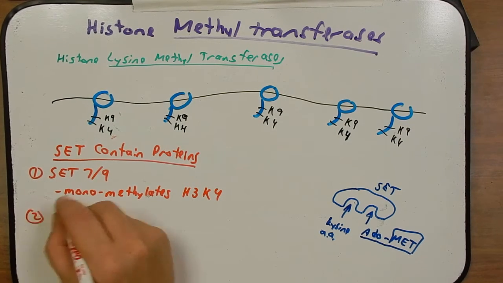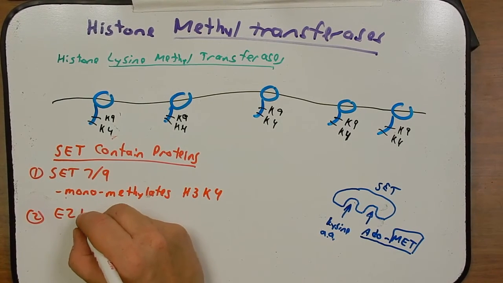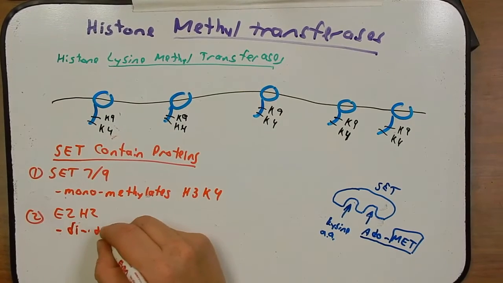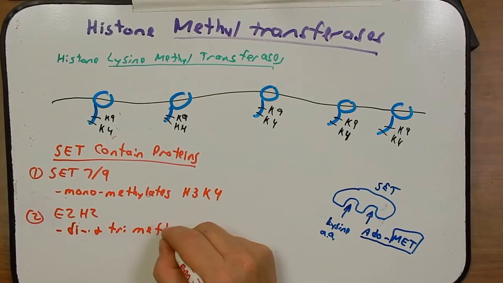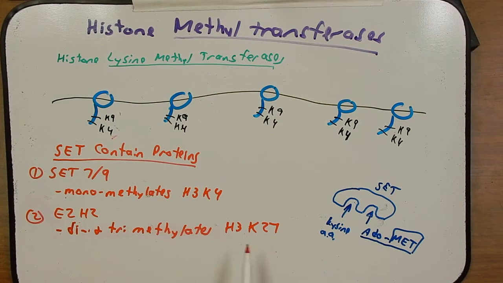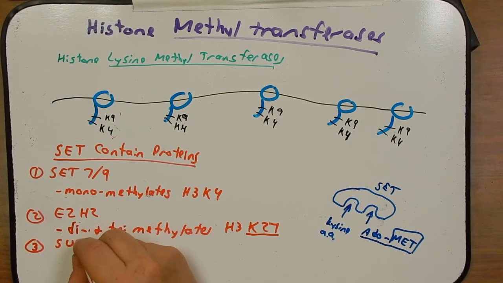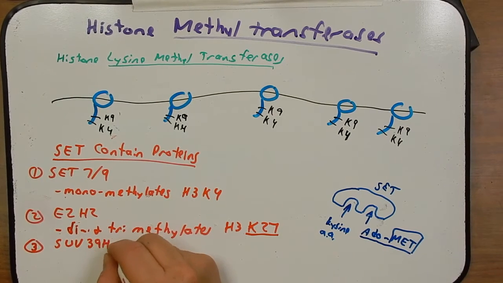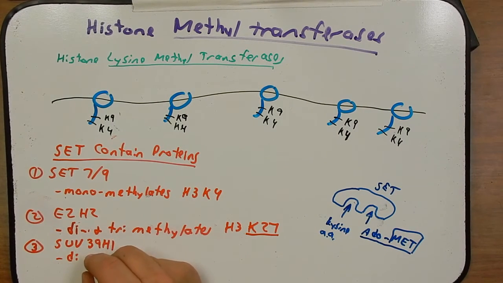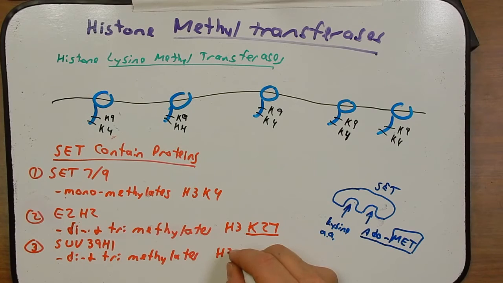Right, the second SET-containing protein is EZH2. And this one di- and tri-methylates H3K27. So we haven't talked about lysine 27 yet, but this is just another methyl group that can be methylated to affect transcription. A third one here is SUV39H1. It also di- and tri-methylates, but its target is H3K9.